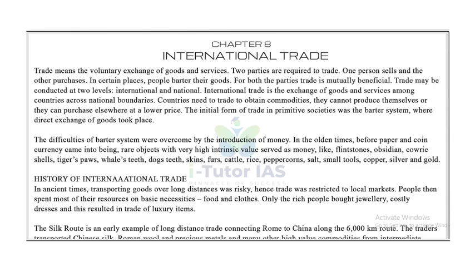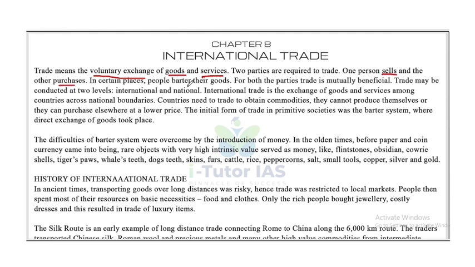So what do you mean by trade? Trade means the voluntary exchange of goods and services. It is the voluntary exchange of goods and services. Two parties are required to trade. One person sells and the other purchases or buys.